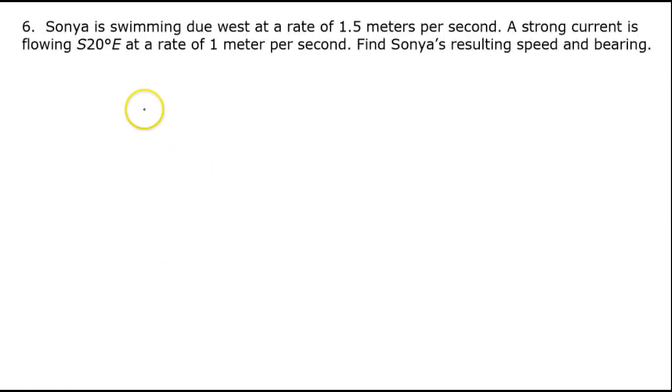Let's do one more problem. Sonia is swimming due west at a rate of 1.5 meters per second. A strong current is flowing south 20 degrees east at a rate of 1 meter per second. Find Sonia's resulting speed and bearing.